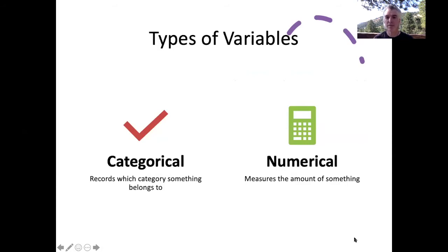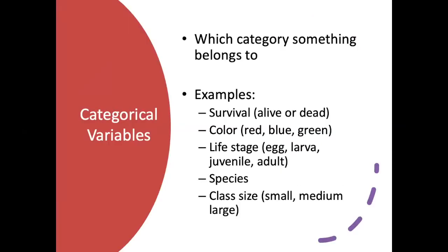There are two main classes of variables that we're interested in: categorical variables and numerical variables. Categorical variables are classified. Each observation is classified into a particular category, whereas with a numerical variable, we're actually measuring something about that entity. So for categorical variables, we're interested in classifying observations into two or more categories. For example, we might classify individuals as being alive or dead, or belonging to one of 4 life stages, or perhaps identifying which species an individual belongs to.